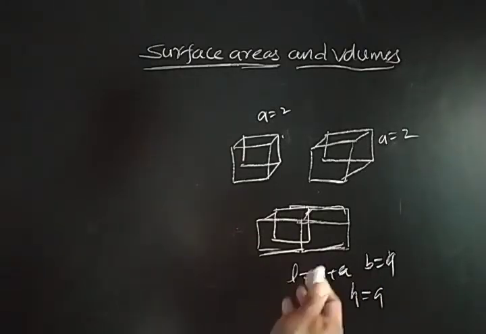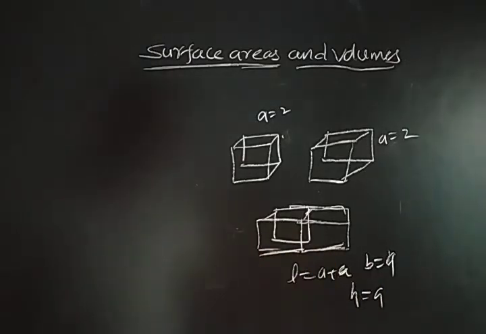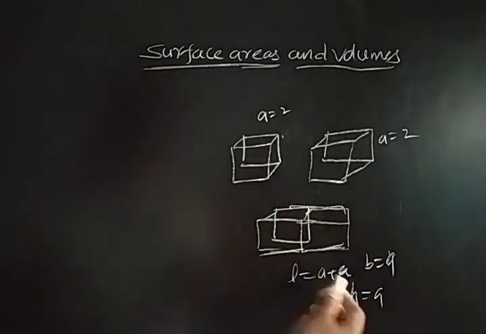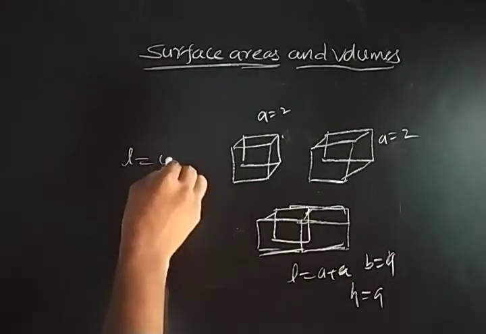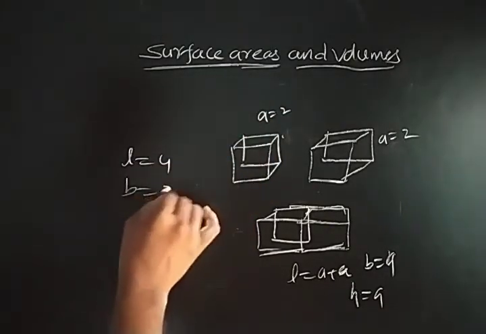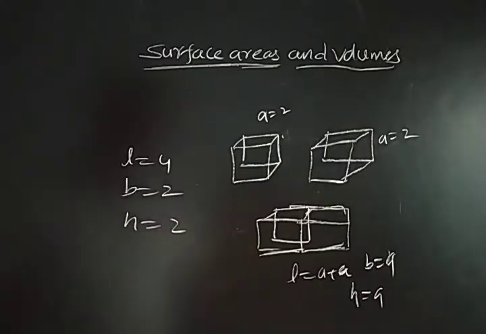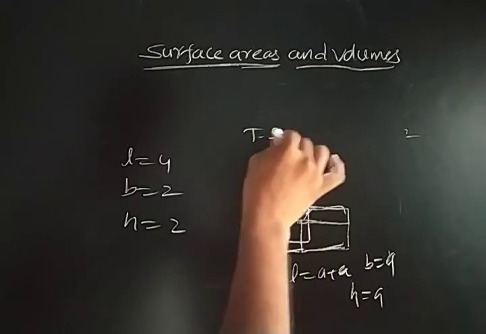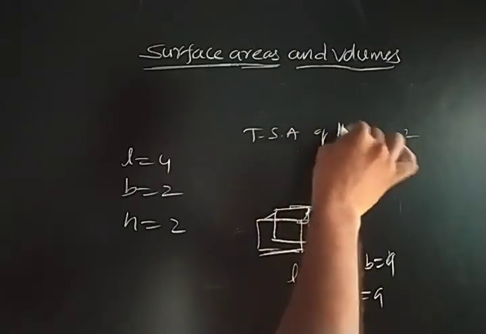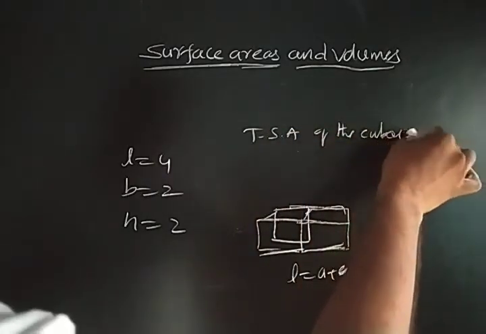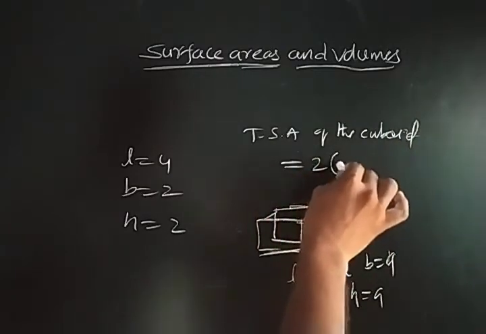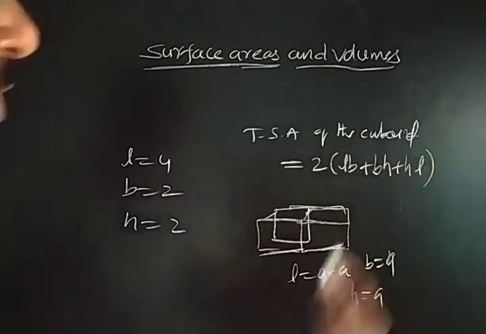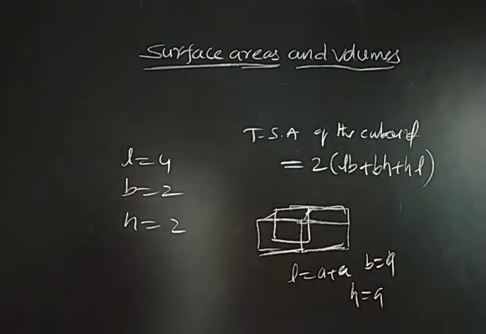So here, the combined solid's total surface area. How to get the total surface area? Again using L, B, H. After finding, L is 4 centimeters, 2 plus 2, and B is 2 centimeters, H is 2 centimeters. By using the total surface area formula, what is the cuboid total surface area? 2 into (LB plus BH plus HL). Using this formula, you can find the total surface area of this figure.